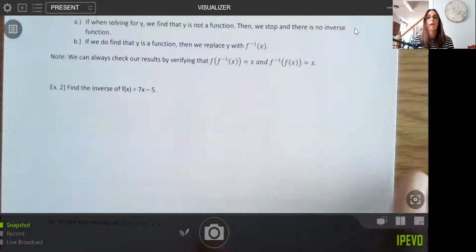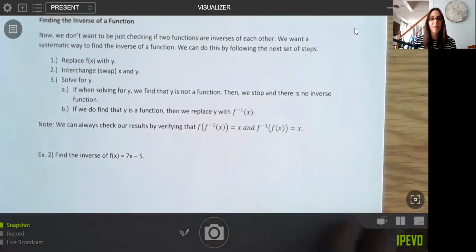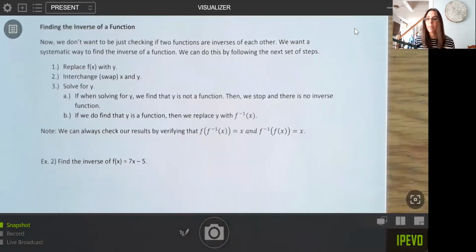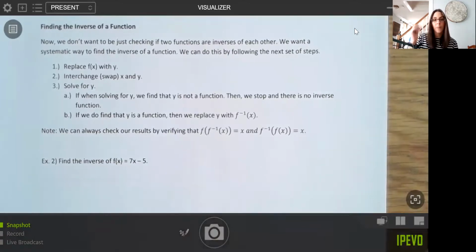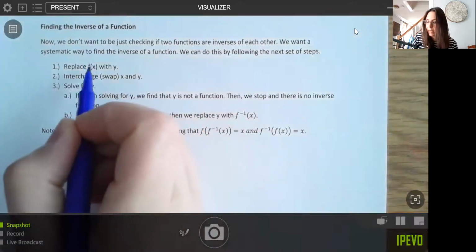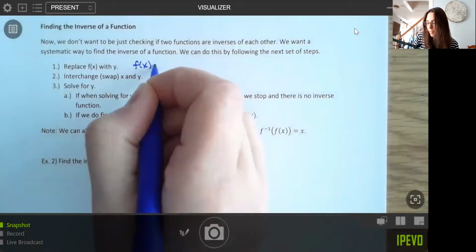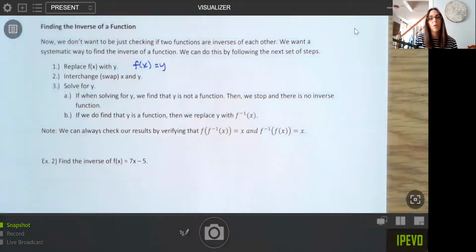Okay. Now, it's nice to be able to check that we have inverses, but obviously we want a more systematic way. We don't just want to be guessing at what the inverse of a function is. So there is a way that you can find your inverse functions by following these steps. The first thing we typically do is replace f of x with y. Remember that f of x and y are the same thing. It's just notation. It's often easier to solve things with y. It's just easier to write. So we usually replace that first.